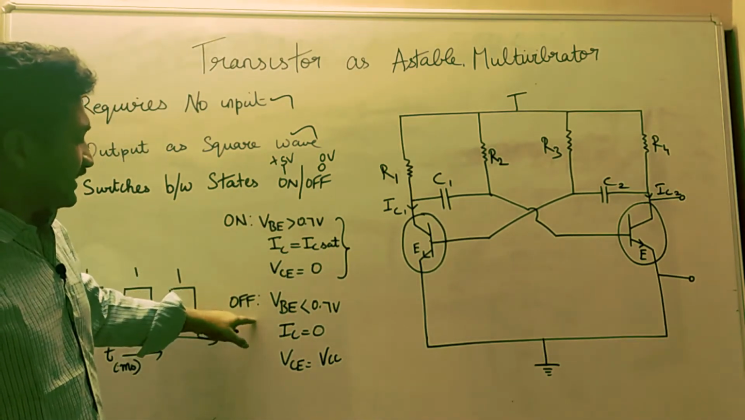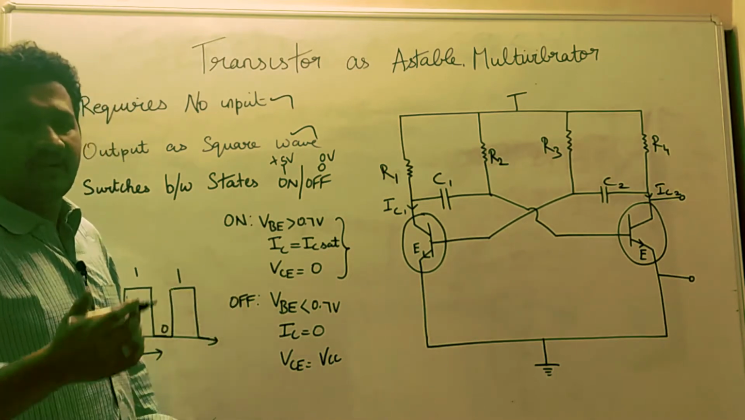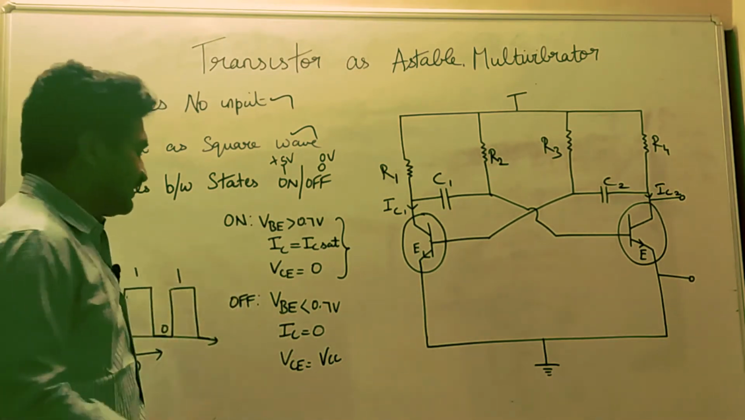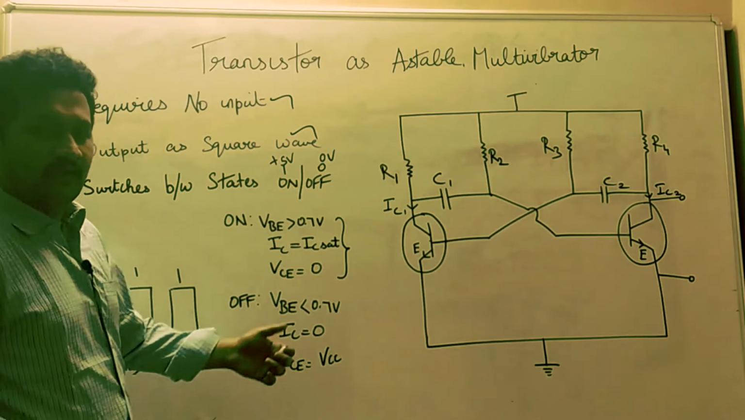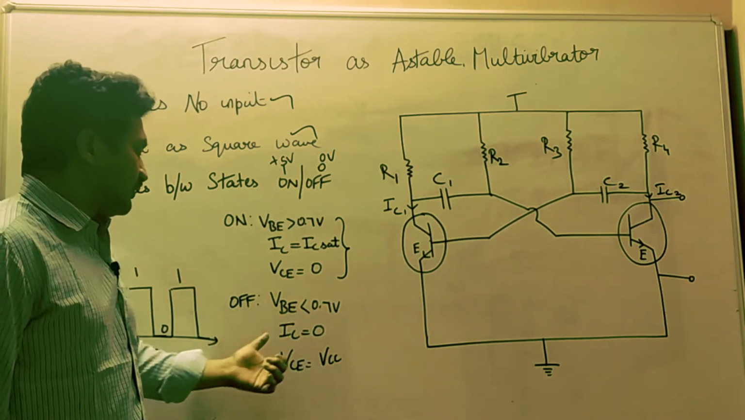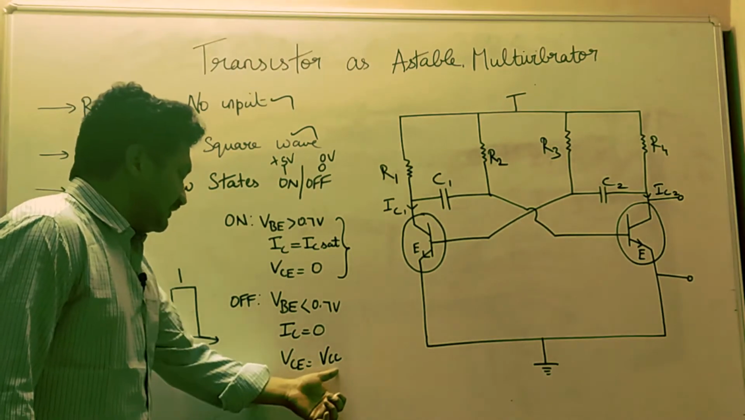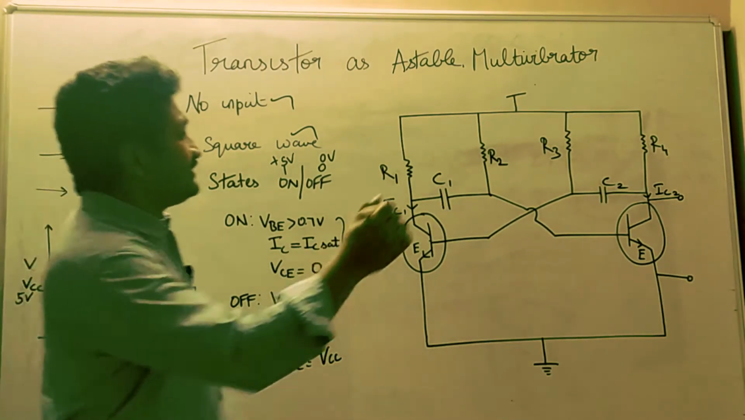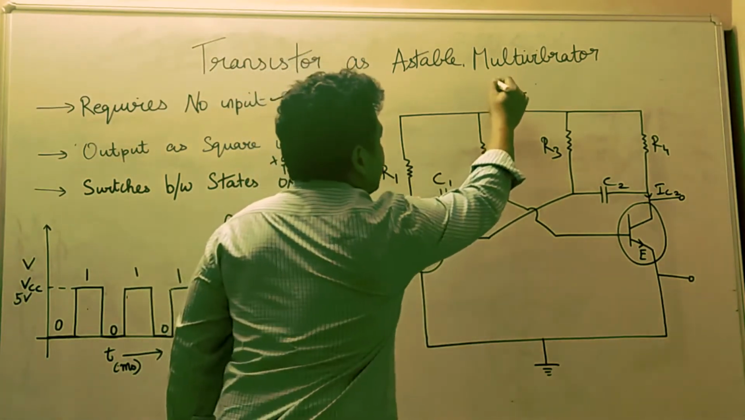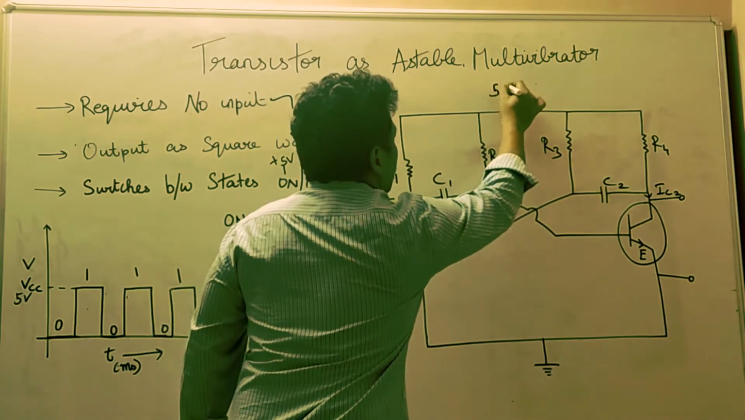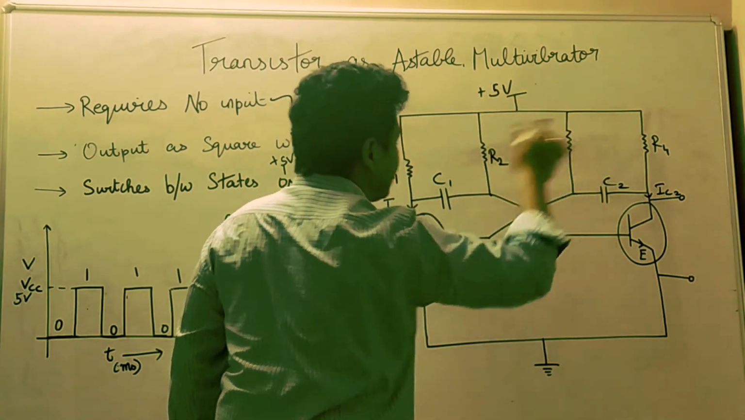What will be the condition for the off state? Switch off condition: VBE less than 0.7 volt. If it is less than 0.7 volt, IC will be 0 and VCE will be equal to VCC, the supply voltage here. Whatever voltage we give here will reflect in the output.